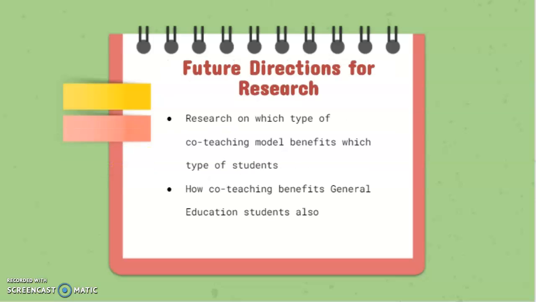So future directions for research. I think that it would be really beneficial to research which type of co-teaching models benefit which types of students. And so there was specifically mentioned in one article how parallel teaching can increase students' participation, especially those who are more reluctant to answer. So students who are more on the shyer end, well, parallel teaching is good for them.